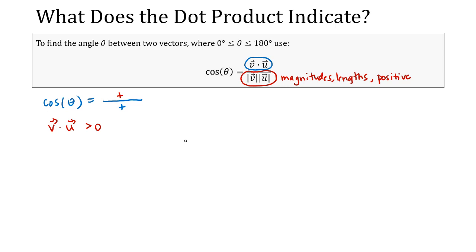Let's think about a circle for a second. In a circle, we are limiting ourselves to only angles between 0 and 180 degrees, right? So we're just talking about quadrant 1 and quadrant 2.